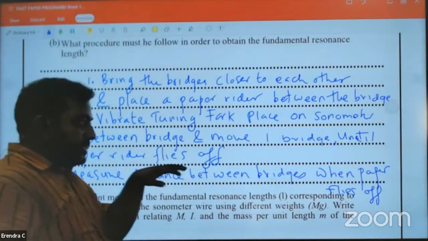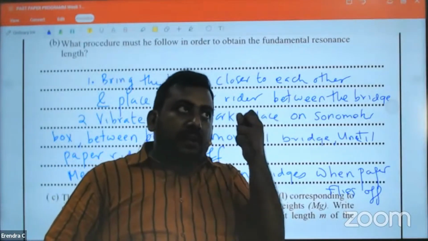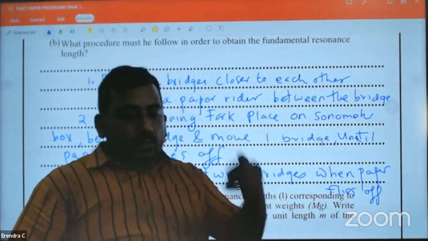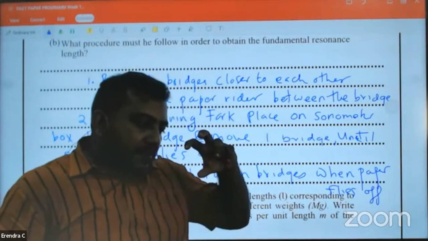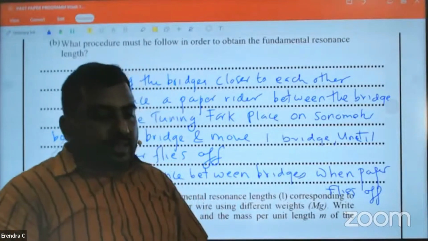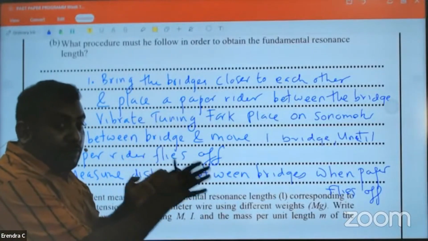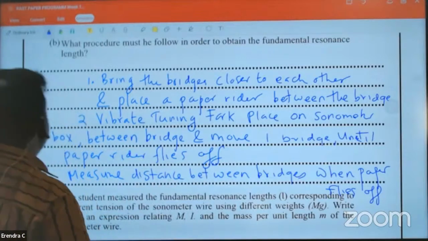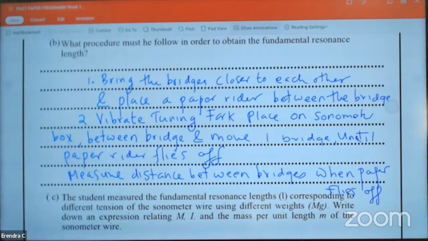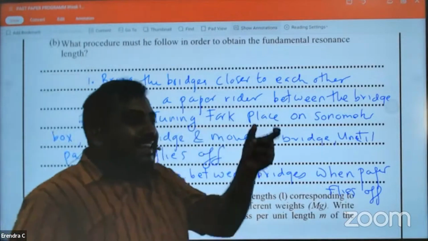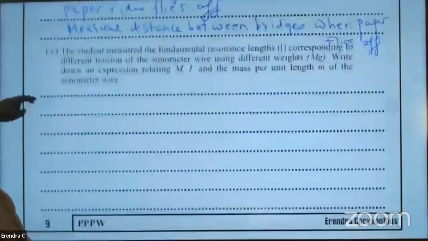Right now, I'm sure you are reading this. Put a star and write: to get an accurate measurement for the balance length, we repeat this experiment for the same tuning fork, and we measure the balance length and get the average value.